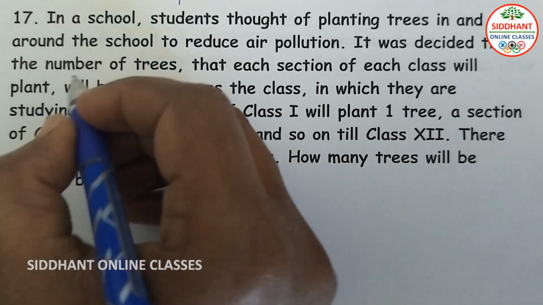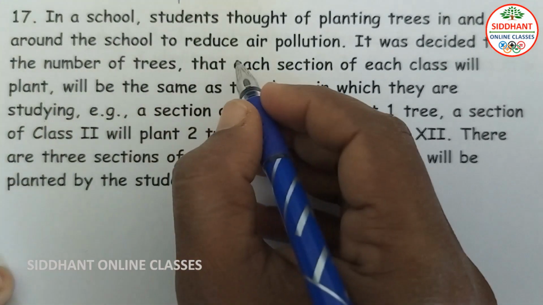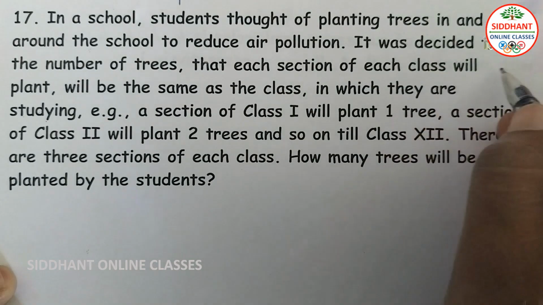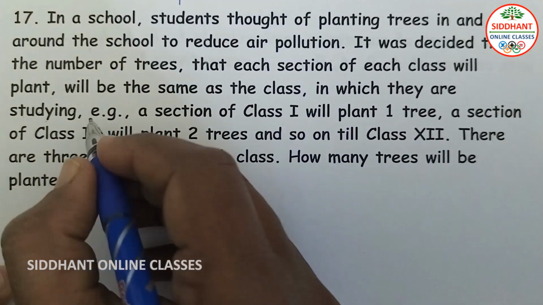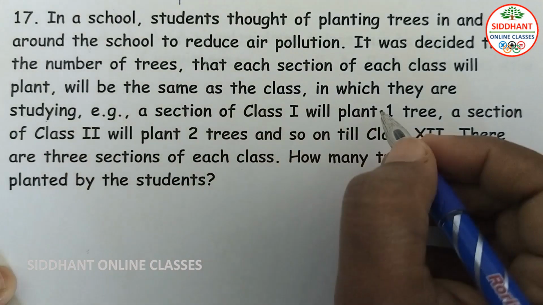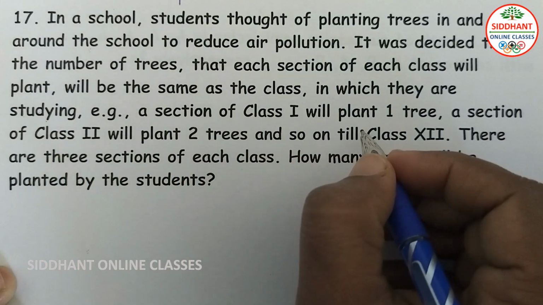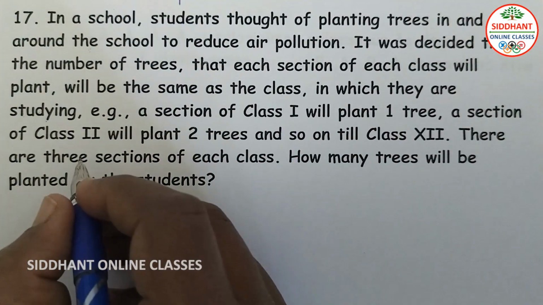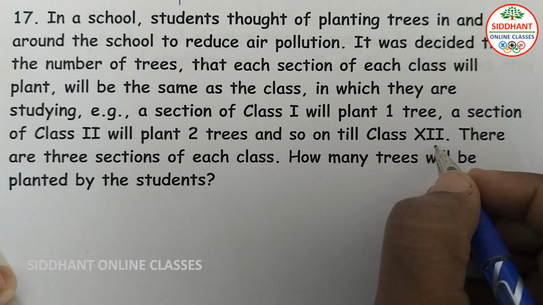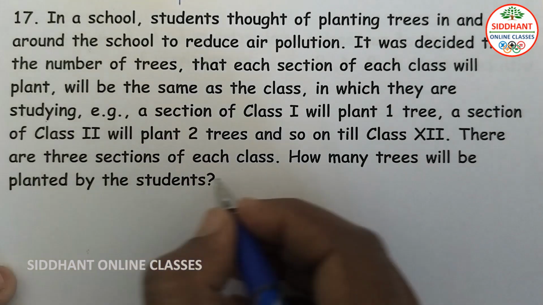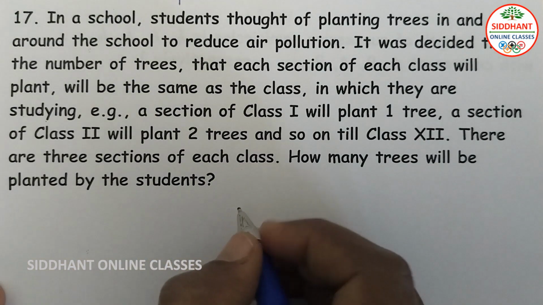Question number 17. In a school, students thought of planting trees in and around the school to reduce air pollution. It was decided that the number of trees that each section of each class will plant will be the same as the class in which they are studying. Example, a section of class 1 will plant 1 tree, a section of class 2 will plant 2 trees, and so on till class 12. There are 3 sections of each class. How many trees will be planted by the students?